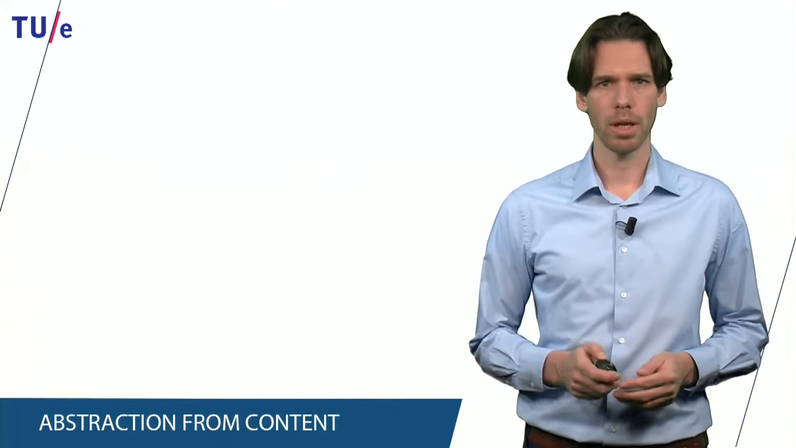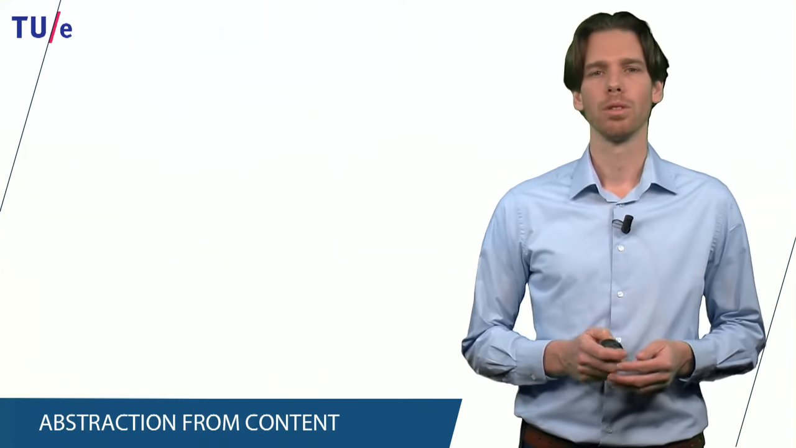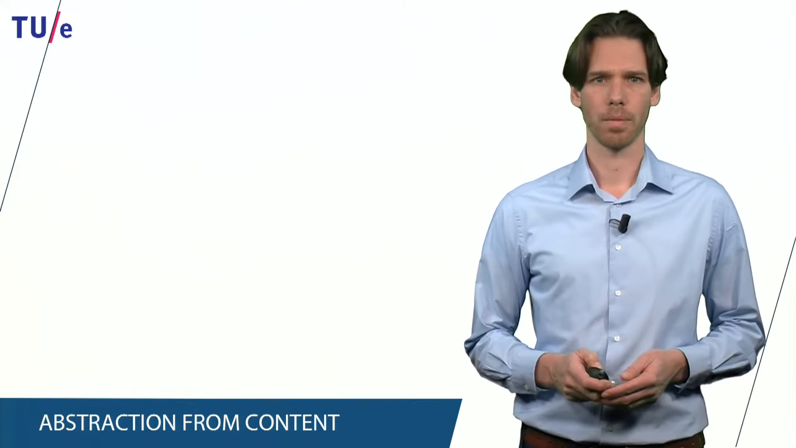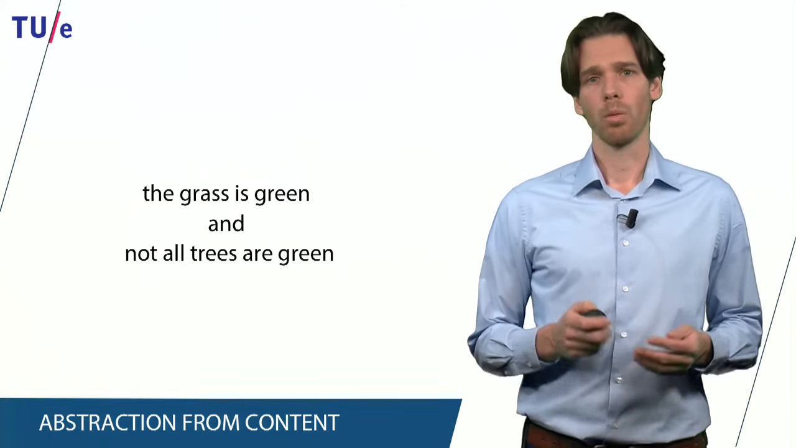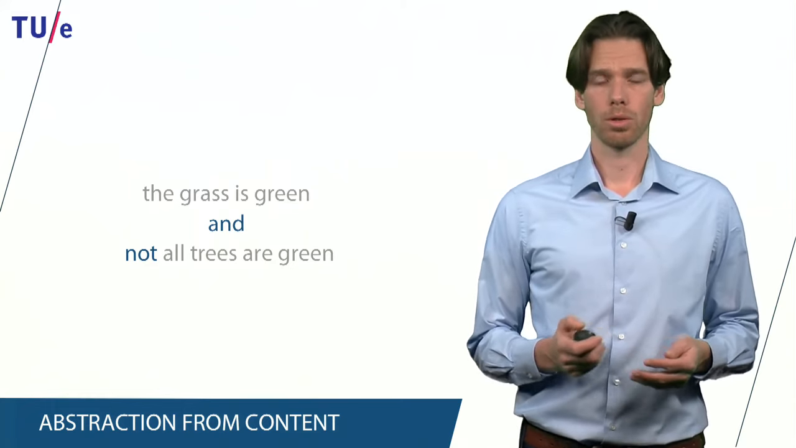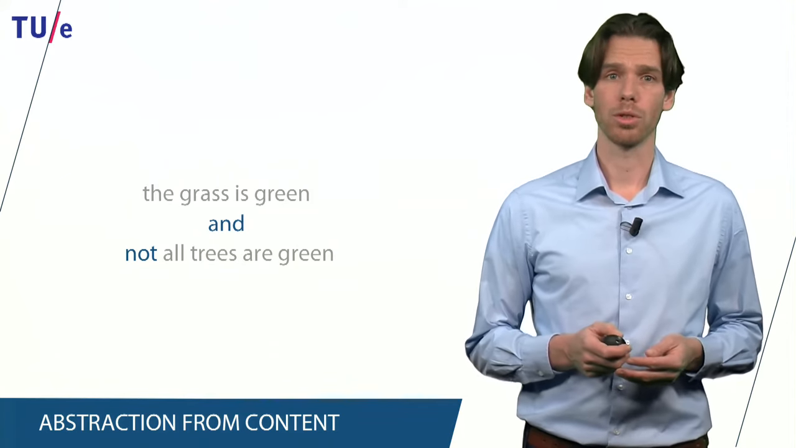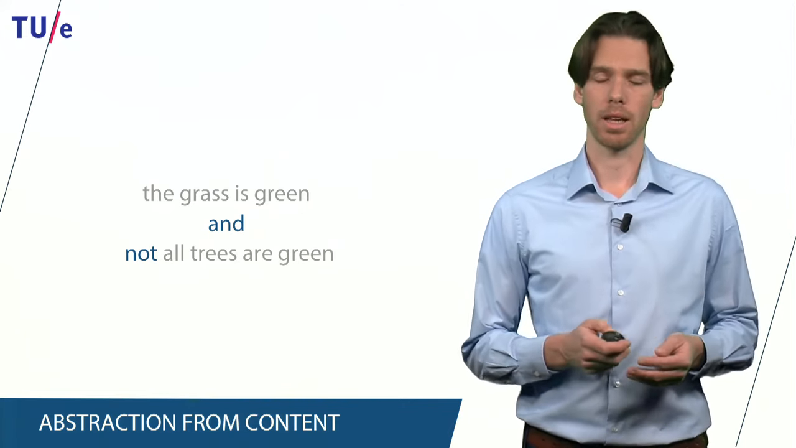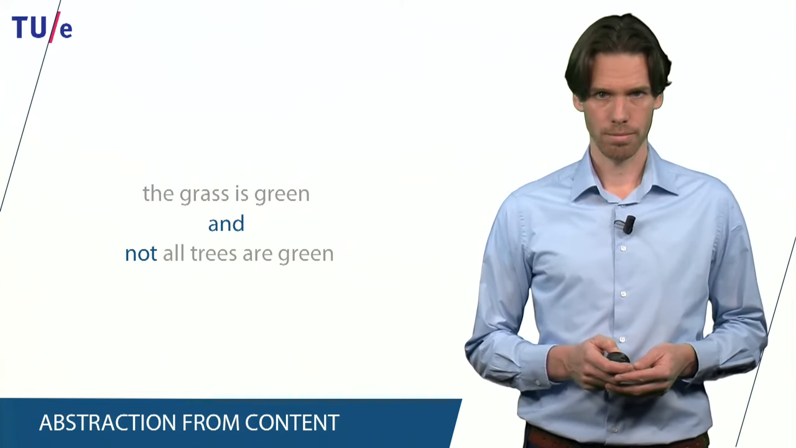Propositional logic aims to study reasoning about propositions in as general a setting as possible. It is therefore convenient to be able to abstract from the actual contents of the propositions and focus on their logical structure. For instance, in a proposition like "the grass is green and not all trees are green," we would like to abstract from grass and trees and their colors, and we would like to focus on the logical structure. We would like to focus on the fact that it is built from simple propositions, "the grass is green" and "all trees are green," by means of constructions like "and" and "not."